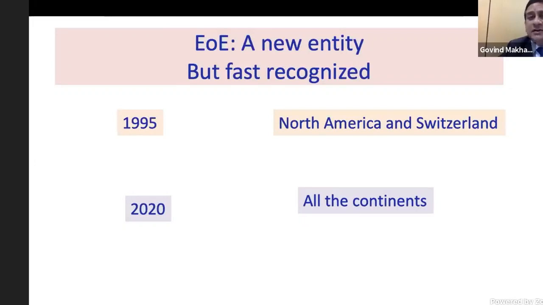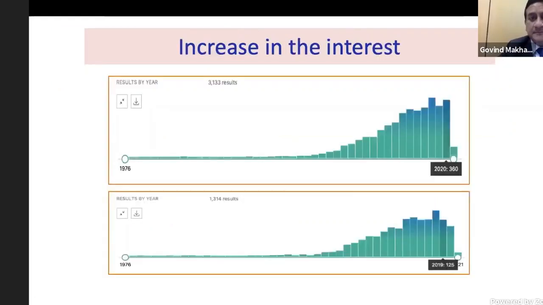This disease entity, called EoE, was first recognized in 1976. Since 1990 it has been recognized much better, but most research has been done in North America and Switzerland, because two groups have been working extensively on this disease entity. By now, this disease is seen all over the world. If you look at interest in this disease, the number of publications has been increasing over time, from every continent of the world. Almost 300 to 400 papers are published every year on this subject.